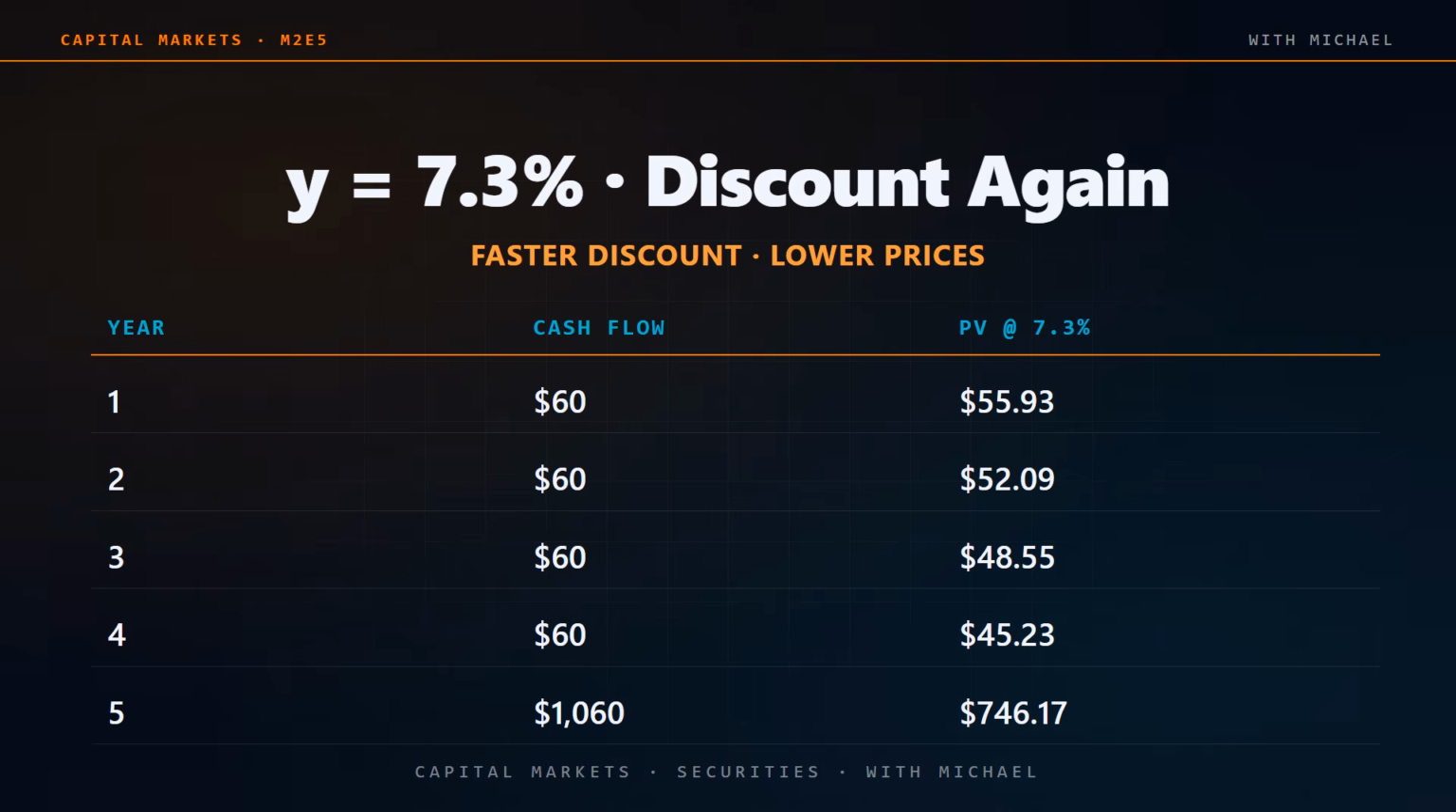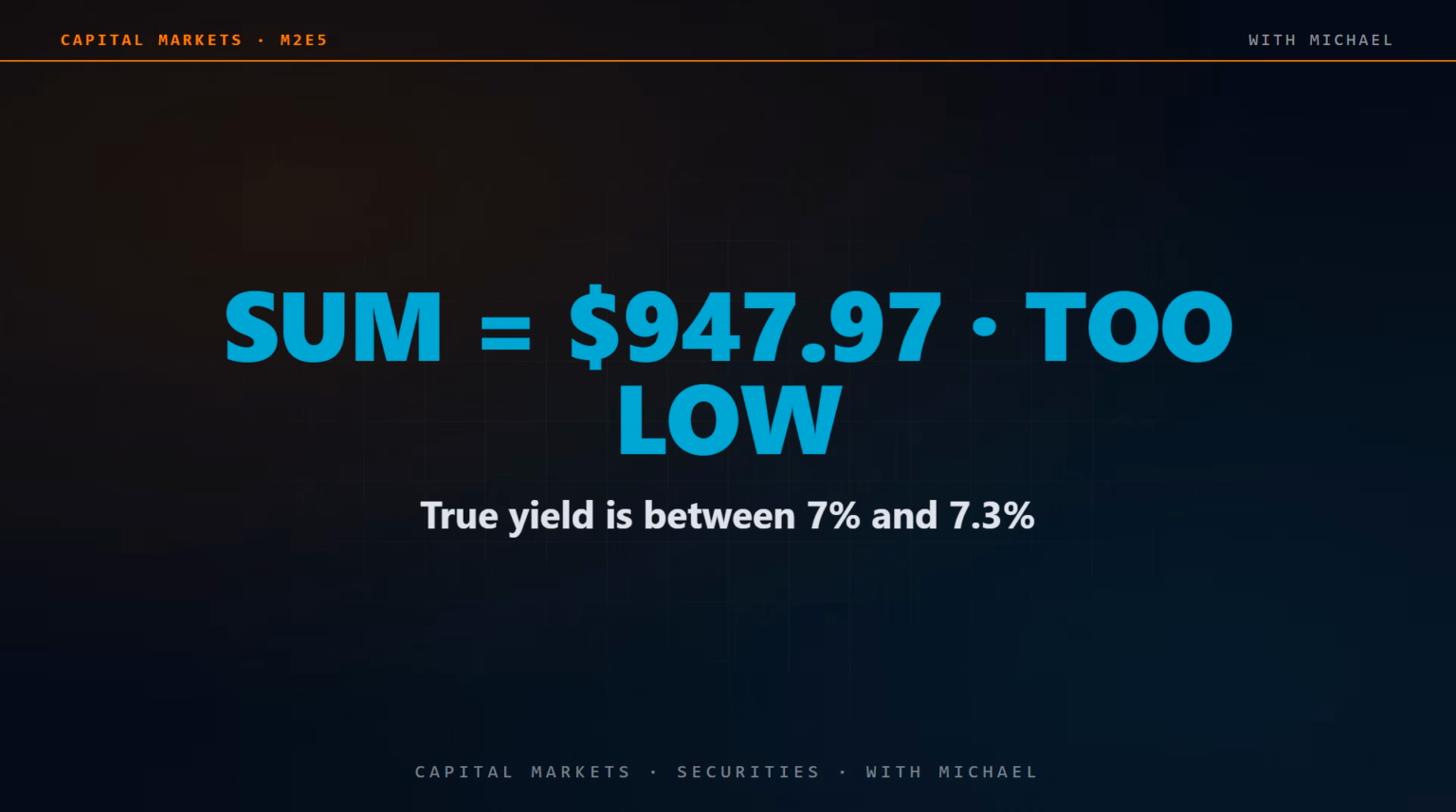Sum equals 947.97. Now the computed price is below the actual price. Our guess of 7.3% was too high. The true yield lies between 7% and 7.3%. We can already narrow the answer to that interval.